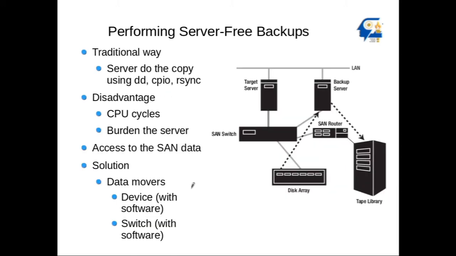The second type of backup mechanism is server-free backups. When you look at this image, you can see the entire setup of a SAN scenario: target servers, a SAN switch, and through that the disk array is connected. Now, in a traditional way of backup, the administrator would use different commands, something like dd, cpio, or rsync. These consume a set of CPU cycles. This is one of the disadvantages.